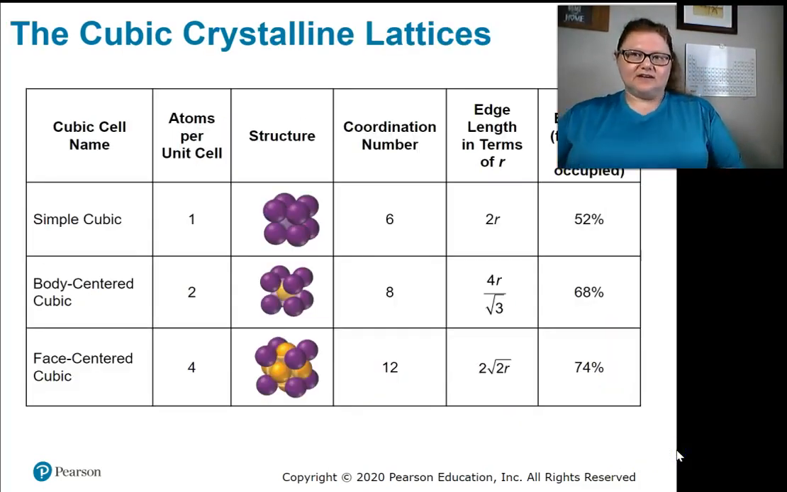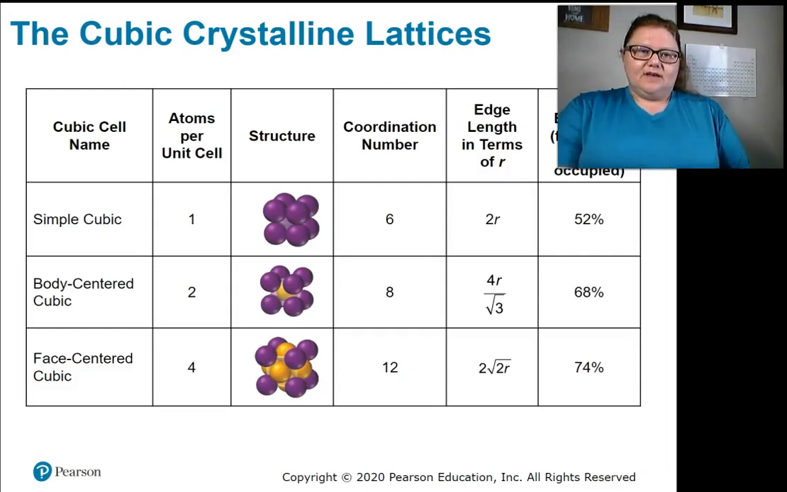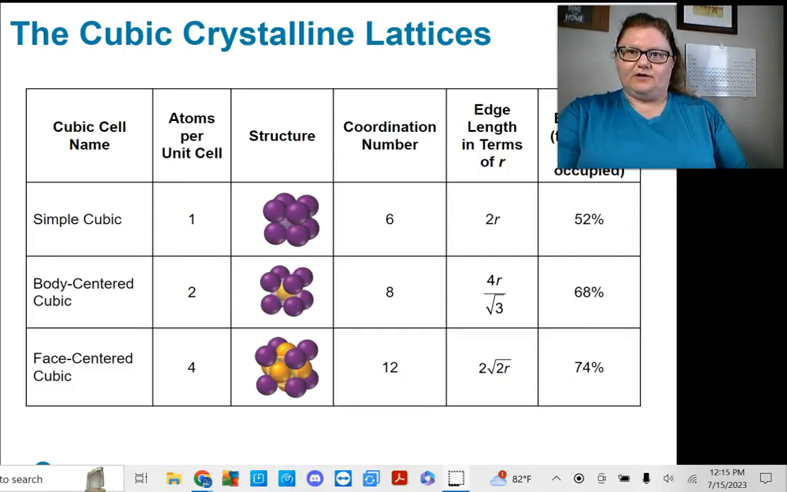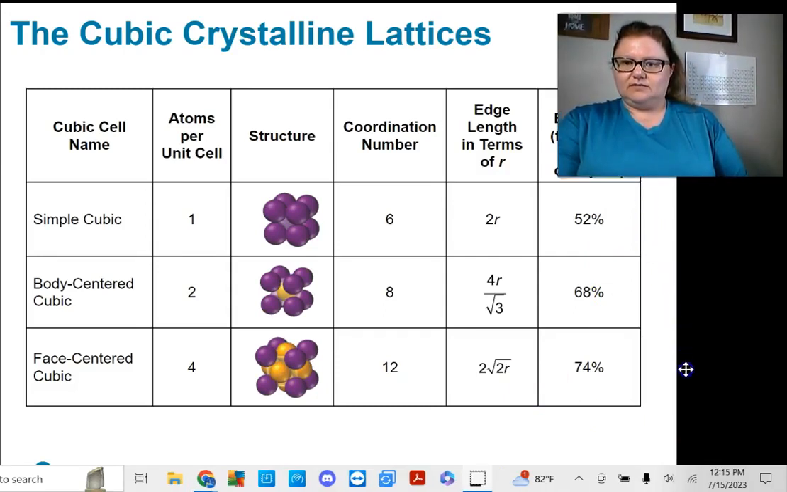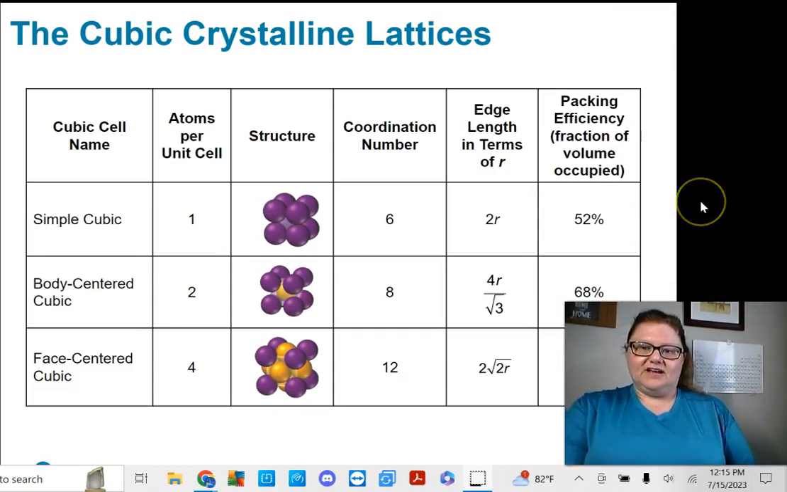So this is just a graphic that allows you to see each of the types that we're going to focus on. Let me just move my camera for a moment so you can see that other heading here for this table. So we have the name of the cubic cell type, the total atoms that make up that unit cell, the structure, and you see different pictures there. We have some different colors showing up in the more complex structures. We have that coordination number I introduced you to. The edge length in terms of r, meaning radius. So what is our length in terms of the radius?